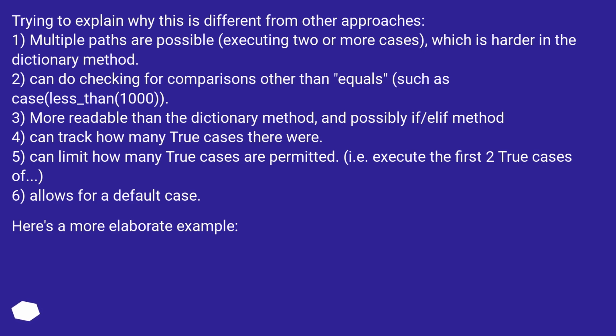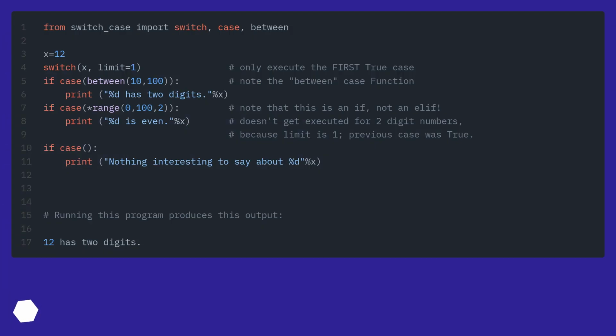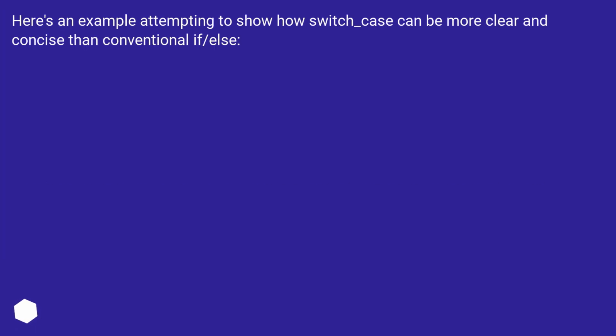5. Can limit how many true cases are permitted, i.e. execute the first 2 true cases of. 6. Allows for a default case. Here's a more elaborate example. Here's an example attempting to show how switch_case can be more clear and concise than conventional if/else.